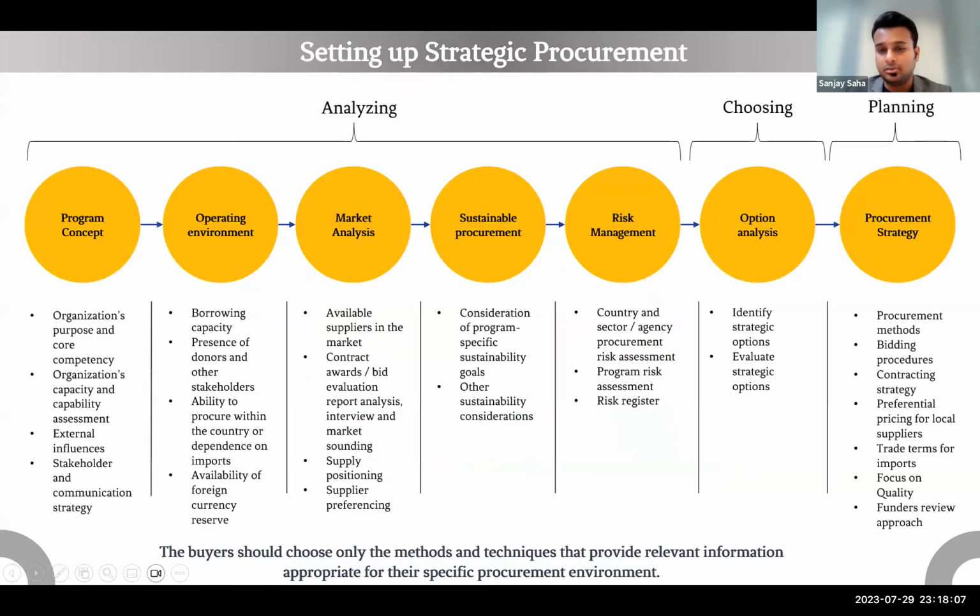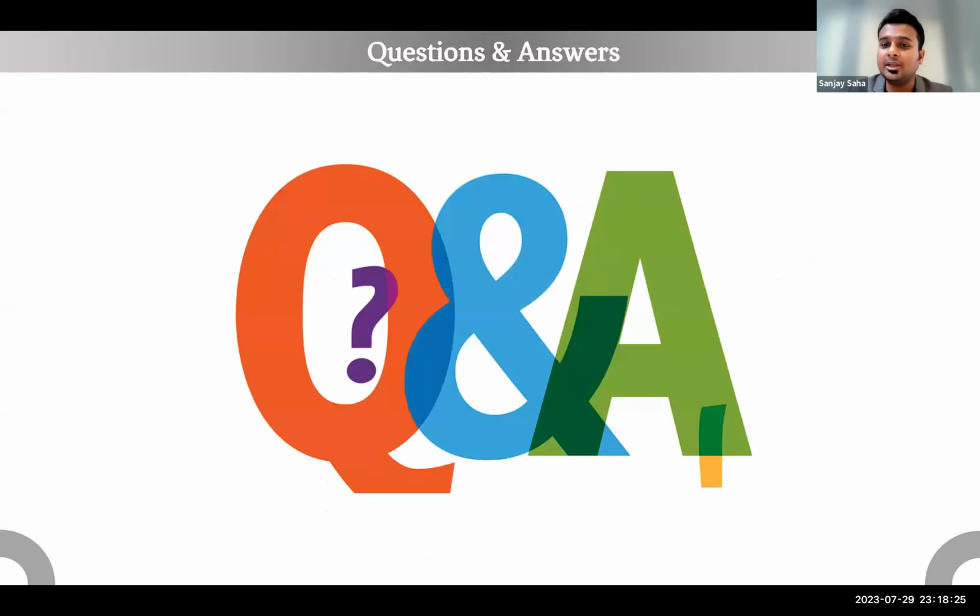So this is the first part of this session. This is how you need to look at strategic procurement. We discussed what is strategic procurement, why we need this, why it is better than ad hoc procurement, and how to set up strategic procurement. If you have any questions up to this point, you can ask them directly. You can also put them in chat.